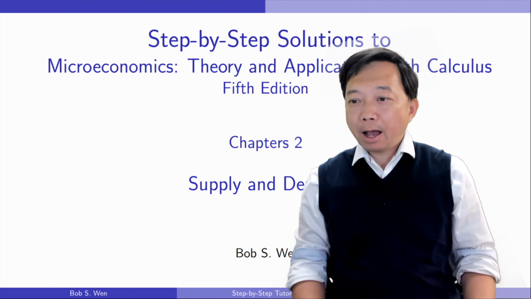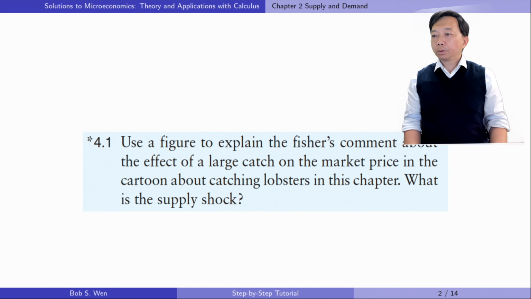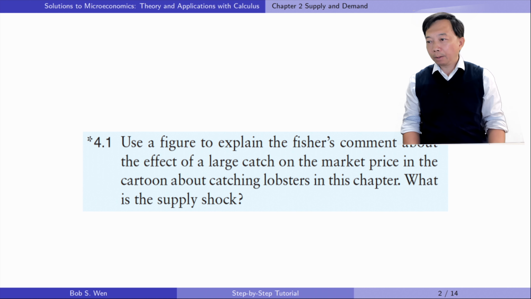Let's go to exercise 4.1. Use a figure to explain the fisher's comment about the effect of a large catch on the market price in the cartoon about catching lobsters in this chapter. What is the supply shock?